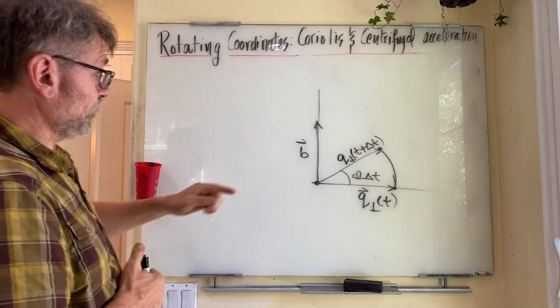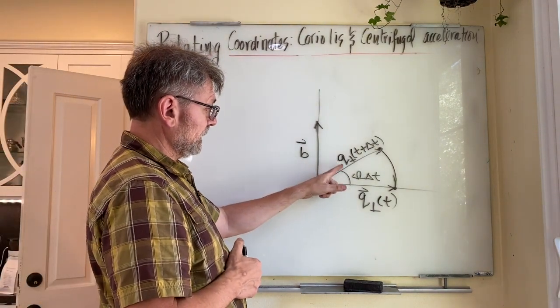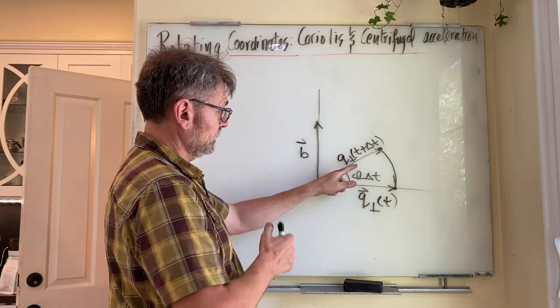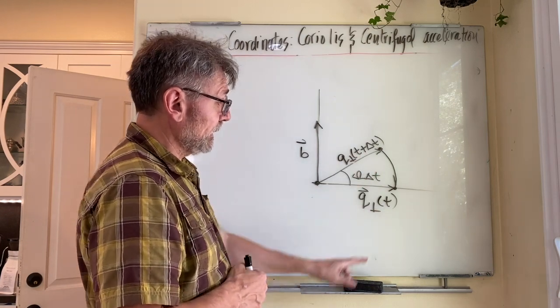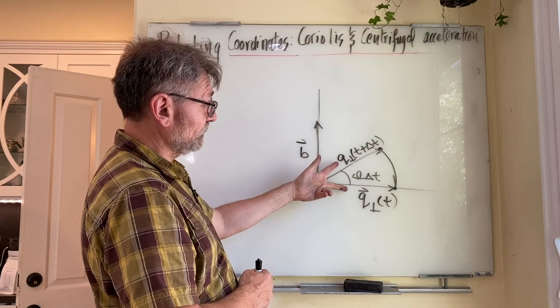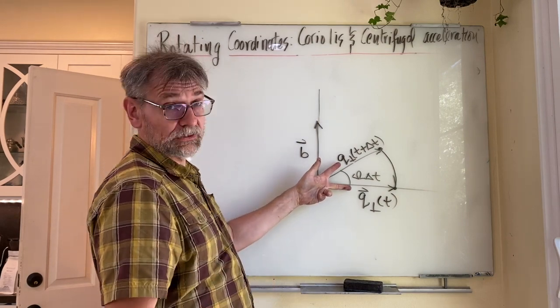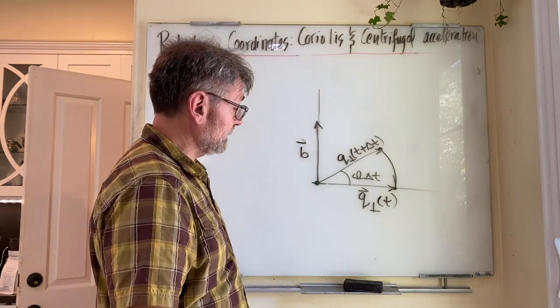And so we want to express q perp at time t plus delta t in terms of q perp at time t, so that I can take the difference between these two vectors and then calculate what the derivative of q perp is as a function of time.